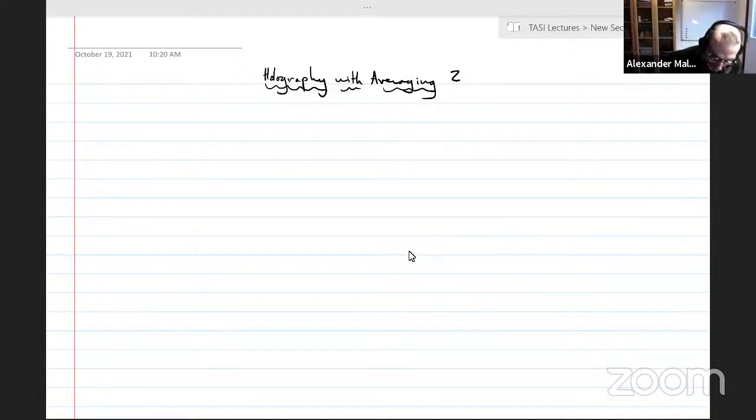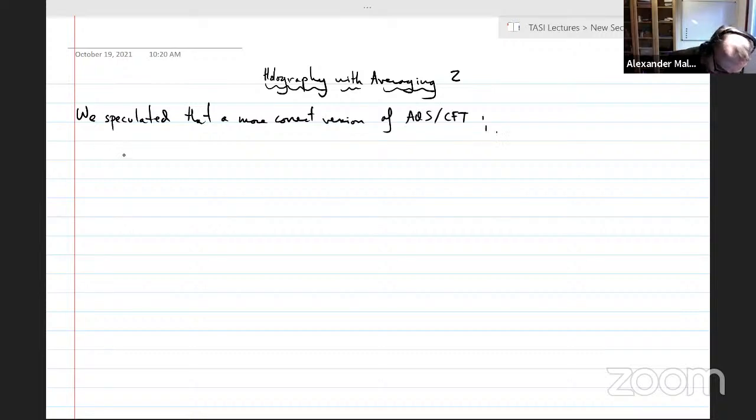So yesterday, based on an observation involving Euclidean wormholes, we speculated that a more correct version, or perhaps we should say more general version, of the AdS-CFT correspondence is one that relates a theory of gravity in anti-de Sitter space, that is to say, a theory of fluctuating metrics in asymptotically anti-de Sitter space, to a probability distribution.